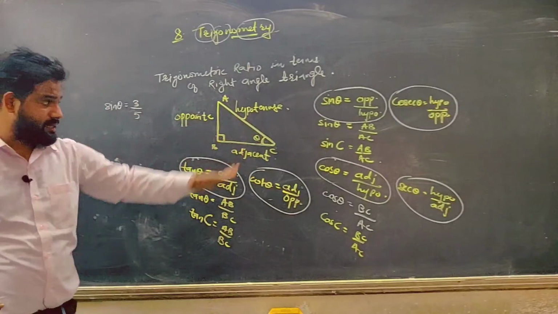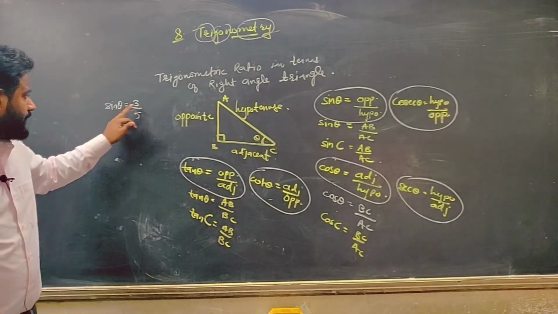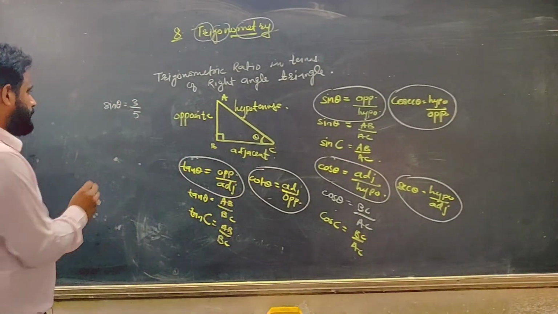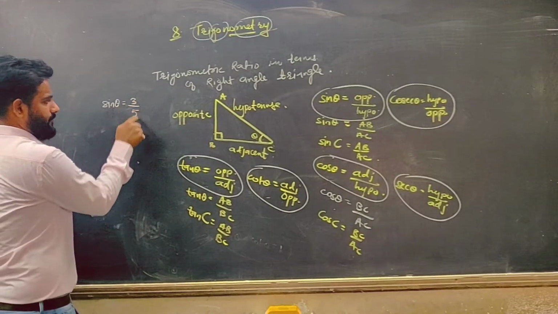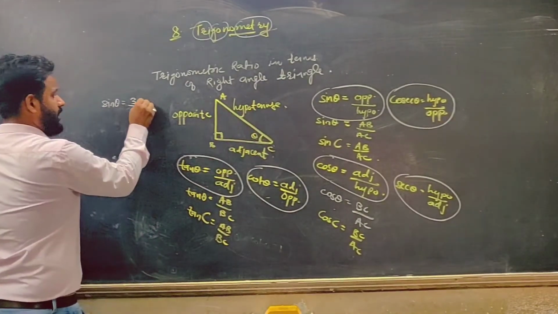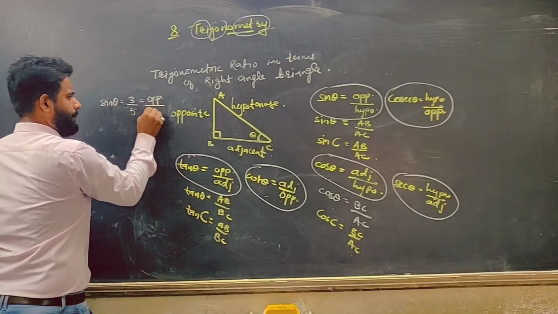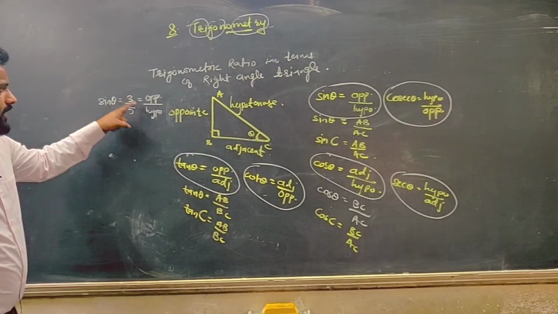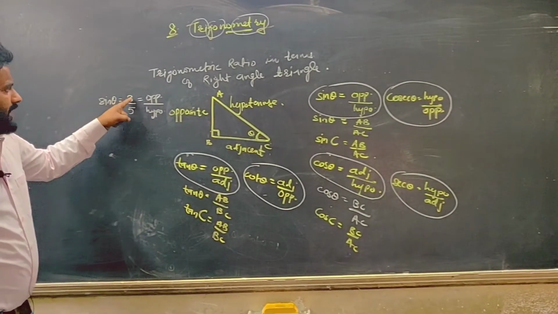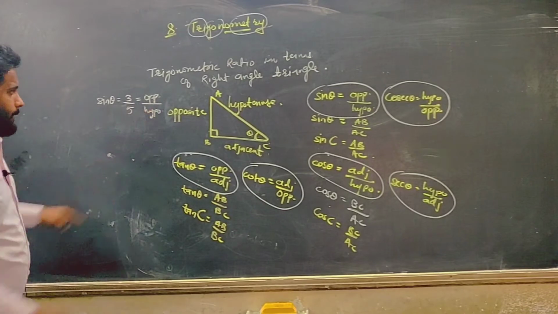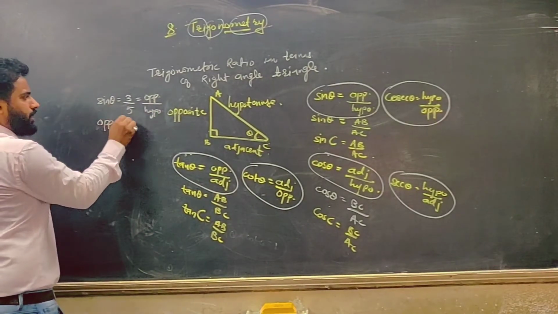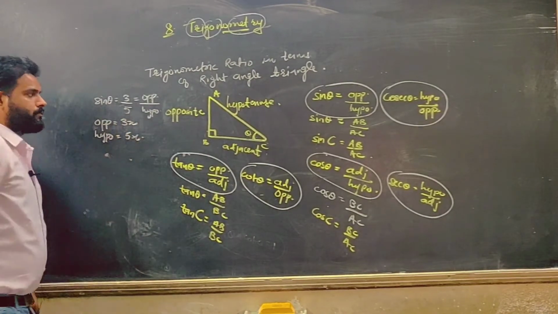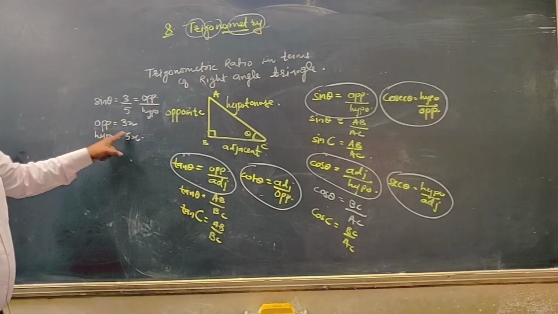So this concept is very useful: if you have one trigonometric ratio, using this you can find any other ratio. You know that sine theta is 3 by 5. What is the formula of sine theta? Opposite upon hypotenuse. So opposite has the multiple of 3, hypotenuse has 5. Don't take straight away 3 and 5, but yes, I can take opposite equal to 3x and hypotenuse equal to 5x, because it is a ratio.